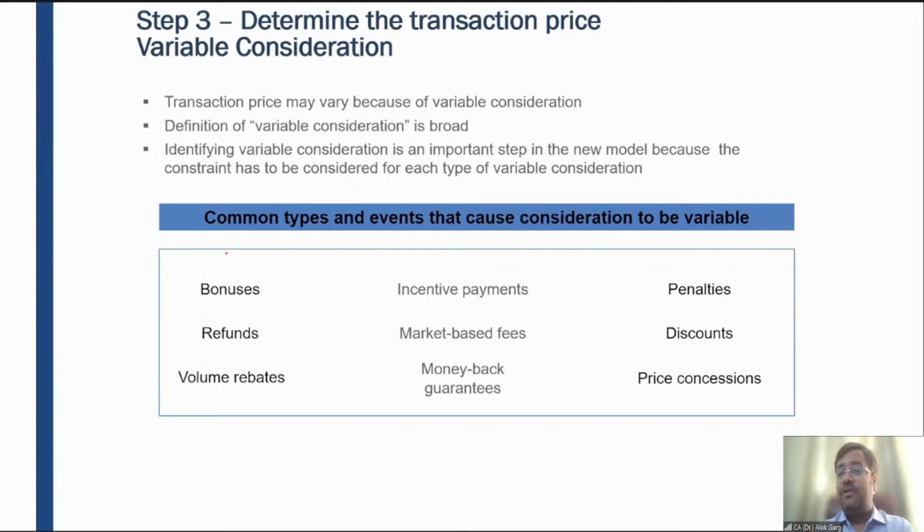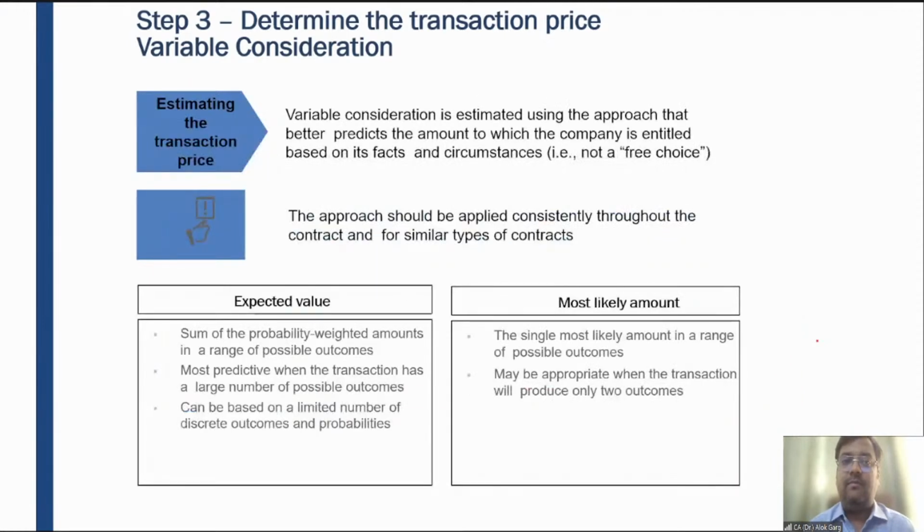Transaction price may vary because of variable consideration, of course, right? So there are some common types of variable consideration like bonus, refund, volume rebate, incentive, discount, penalties, money back guarantees, price concession. There could be various forms of variable consideration. So variable consideration will be estimated by expected value approach or most likely amount.